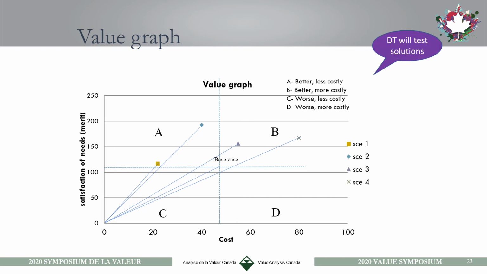So design thinking will test solutions instead of doing a value graph. Which is best? It depends on the context. Sometimes you can do a prototype and test it. Sometimes you cannot.